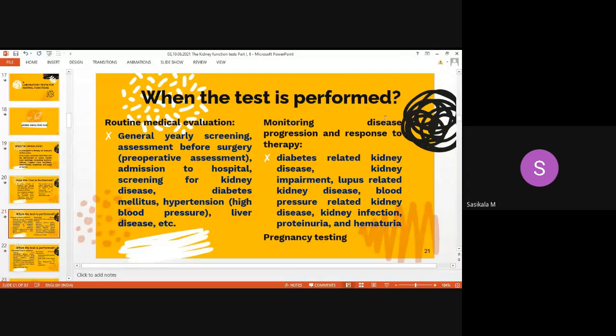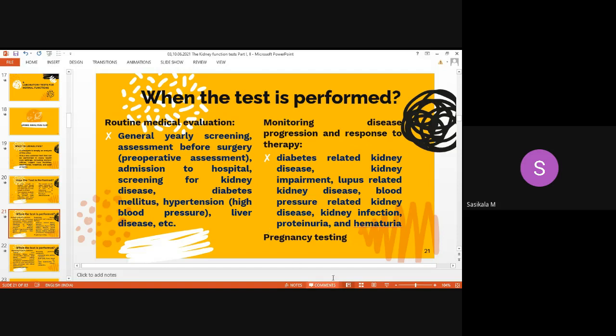Then next is monitoring disease progression and response to therapy. Whether the disease is decreasing or staying in the same state, all this can be monitored by urine analysis. So what are the conditions? Diabetes related kidney disease, kidney impairment, lupus related kidney disease, blood pressure related kidney disease, kidney infections, proteinuria, and hematuria. In all these conditions, whether it is reduced or not is monitored by the urine analysis test.